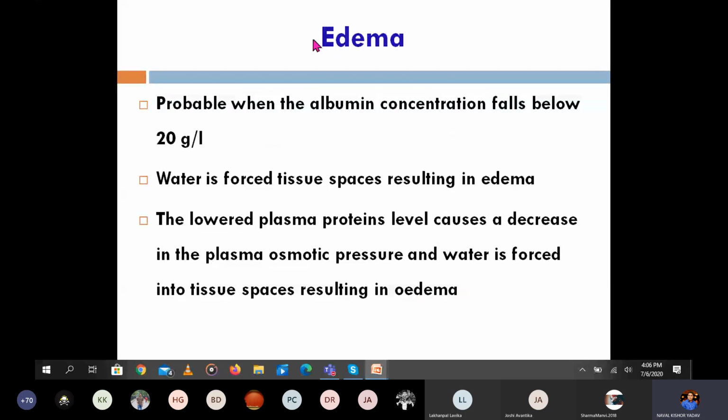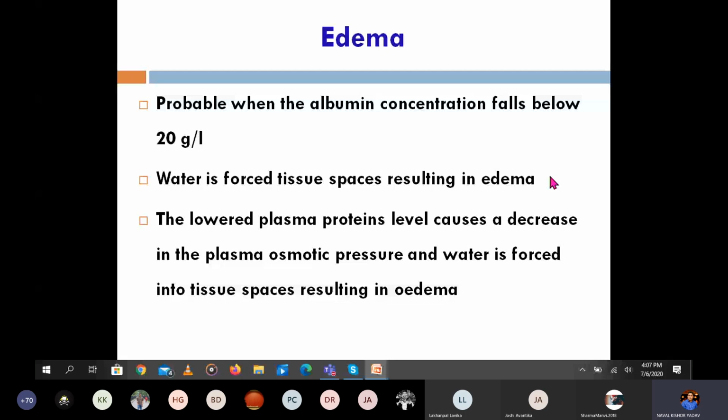So this is another term which is related with the albumin: edema. It is probable when the albumin concentration falls below 20 gram per liter. If albumin is less than 20 gram per liter, it leads to the development of edema. So what happens here? Water is forced into the tissue space, resulting in the edema.